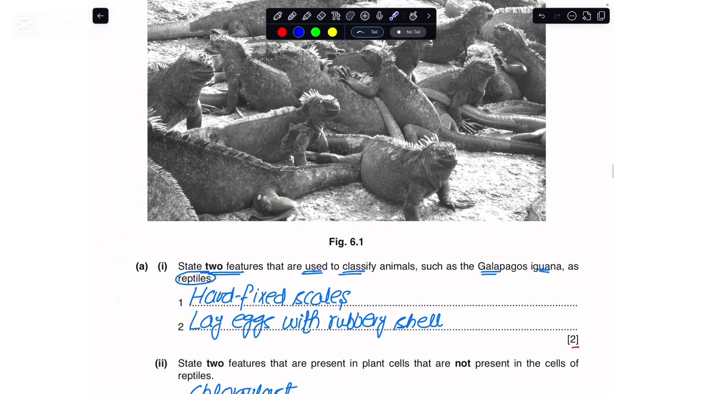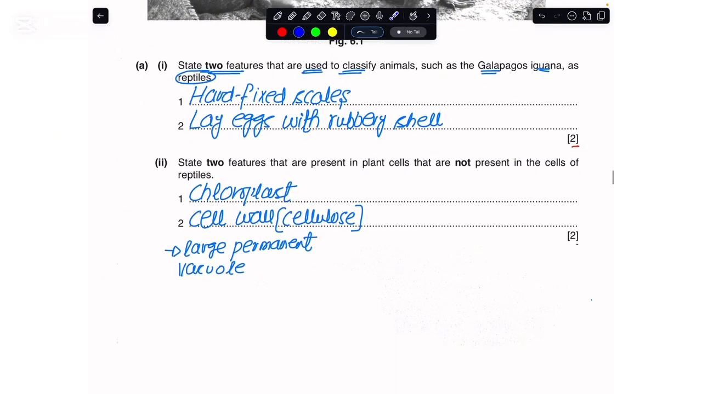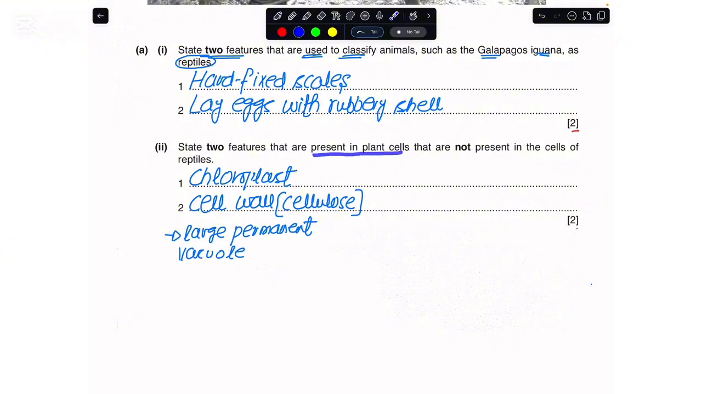Moving onward, they ask us to state 2 features that are present in the plant cell and that are not present in the cells of the reptiles. So reptiles actually are in the kingdom animals. So the animal cells never have a chloroplast and they never have a cell wall. They also never have a large permanent vacuole. So you would say that the plants have the chloroplast, and the reptiles do not have it.